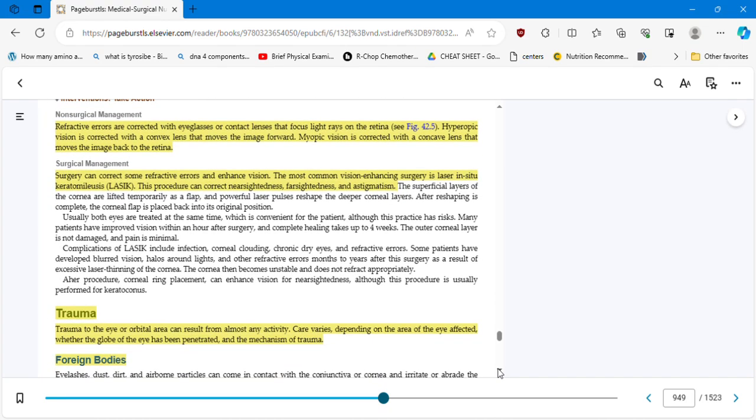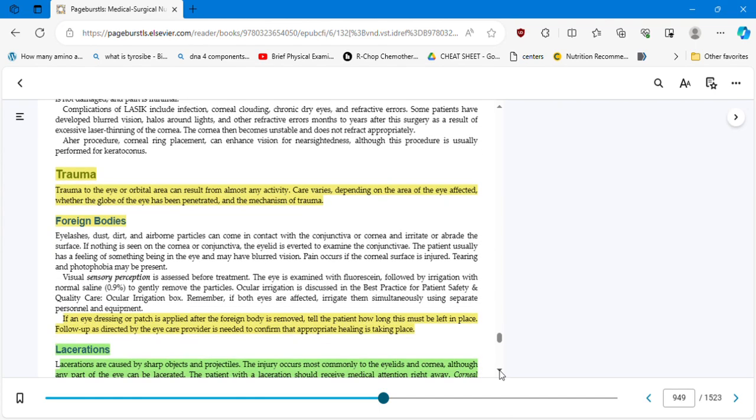Refractive errors are corrected with eyeglasses or contact lenses. Myopic vision is corrected with a concave lens that moves the image back to the retina. Surgery can correct some refractive errors and enhance vision. The most common vision-enhancing surgery is laser in situ keratomileusis, called LASIK. This procedure can correct nearsightedness, farsightedness, and astigmatism.